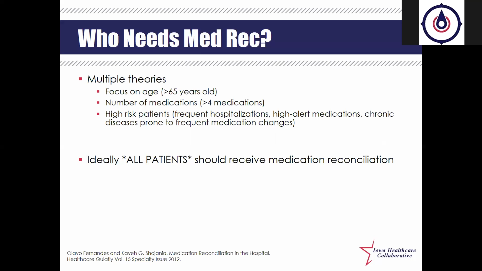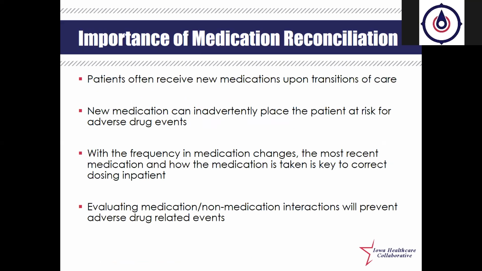Another theory is that they have a certain number of medications, and the average that I was finding in this research was greater than 4 medications is when we should have a MedRec done. Or if they're a high-risk patient, such as frequent hospitalizations, if they're on high alert medications, if they're chronic disease prone to frequent medication changes. So this could be our patient who has diabetes and has frequent insulin changes. It could be our patient on warfarin that has frequent INR changes and frequent dose changes. But ideally, all patients should be receiving MedRec, especially upon admission and discharge.